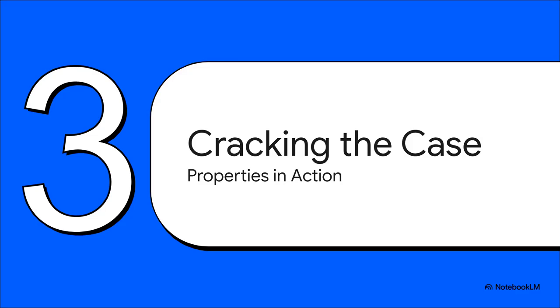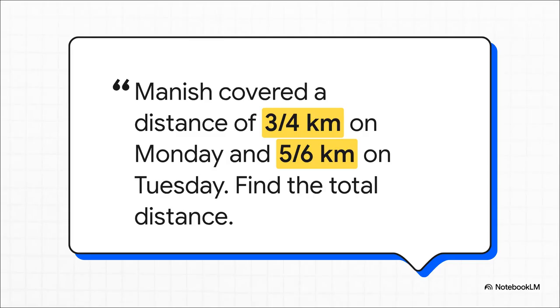All right, detectives, we have gathered our clues. We understand the 5 key properties. Now, let's put these rules to work and crack a case to see why they're so powerful in the real world. So here's our case file. It's a word problem. Manish went for a walk on Monday and then again on Tuesday. Our job is simple. Find the total distance he covered.